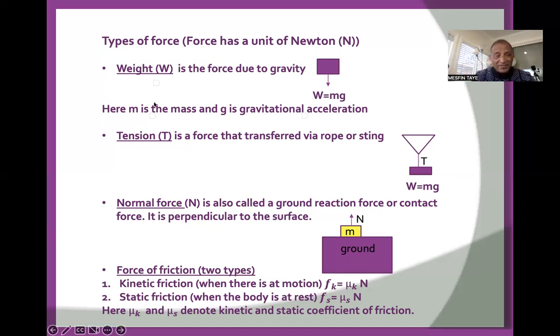Okay. So let me revise. So we have different types of force. Weight is just mass times gravity. Tension is a force due to what? String or rope. Normal force is a ground reaction force. And if you put an object, the normal force is always upward. And then we have force of friction. It can be what? Kinetic friction or static friction. But the friction depends on the normal force. And mu k depends from material to material. We have static friction, which is mu s times n, with n the normal force, okay?